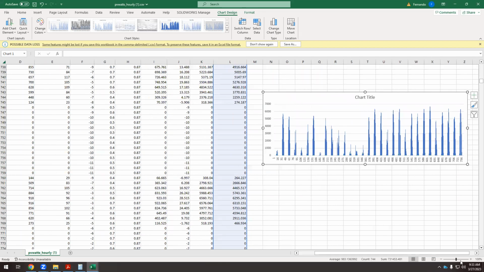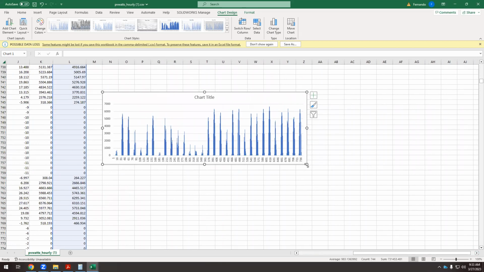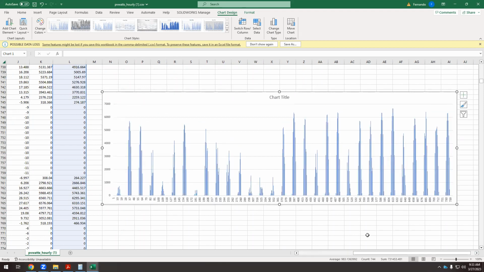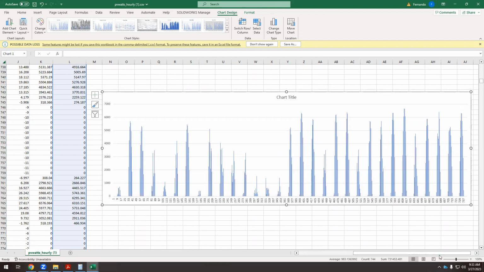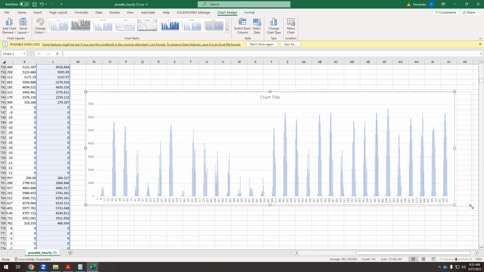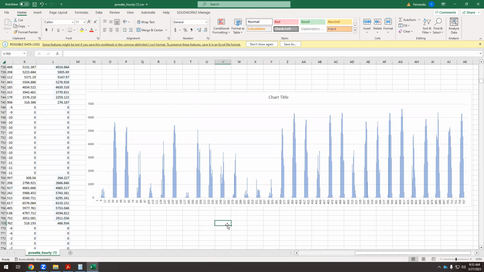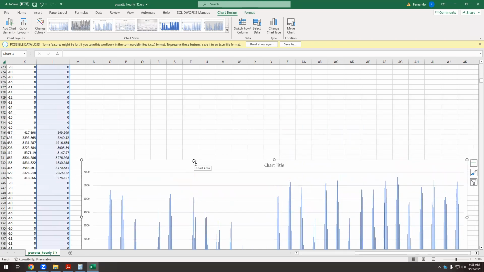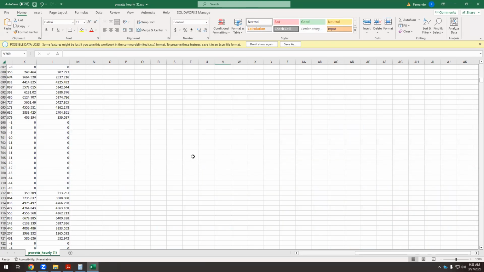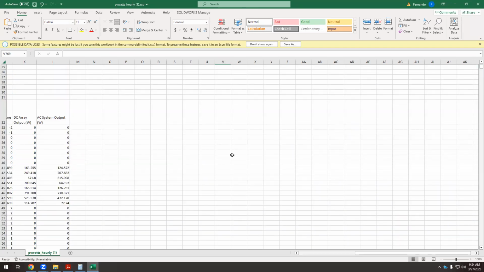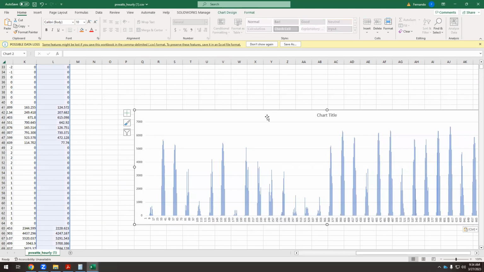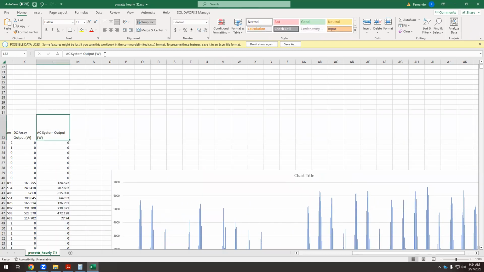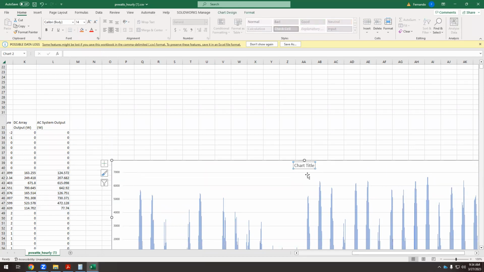Okay, so when we are analyzing a lot of data, we have to make it wider and bigger to understand what we are doing. Okay, so this is the AC. I can change the chart title because this is the AC system output.